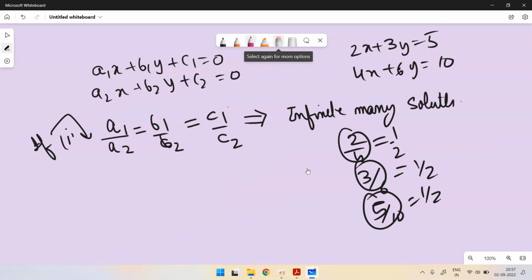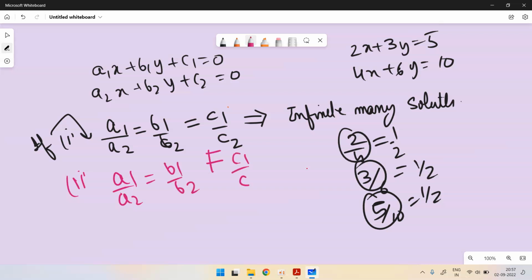So this is my second case: a1 by a2 equals b1 by b2, but it is not equal to c1 by c2. See, these two are equal, this is not equal, then there will be no solution. There will be no solution. Why will there be no solution?